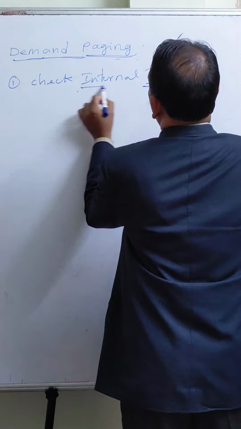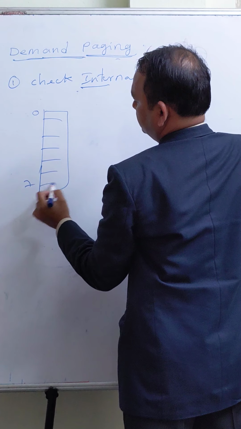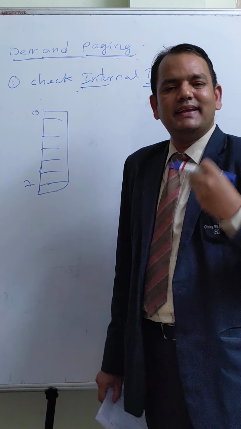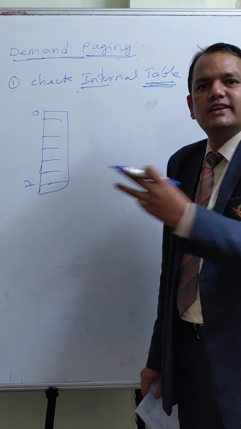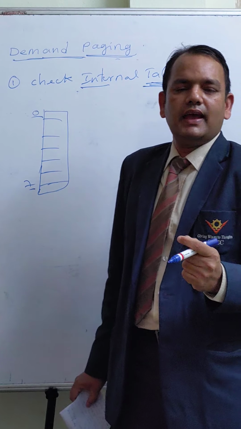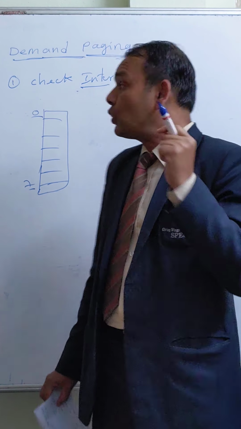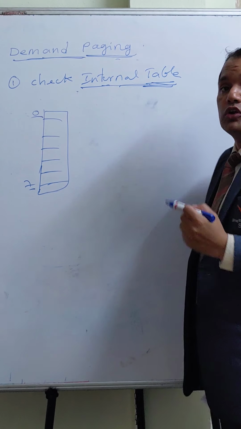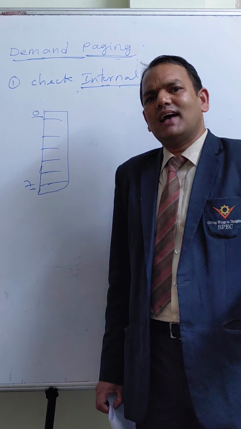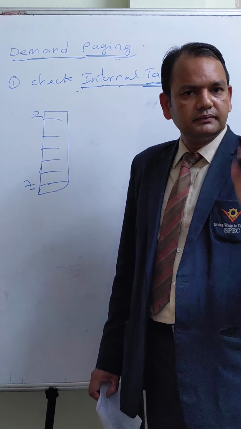Check internal table. Suppose we have seen that 0 to 7 here, previously in the diagram we have seen 0 to 7 pages. Suppose the process wants to access page number 8. Page number 8 is not in its domain. Its domain is 0 to 7. Whenever an address is generated, it has to be checked with the process control table, the internal table. Every process has its own table, its range. So whenever it asks beyond that range, then immediately you can terminate.